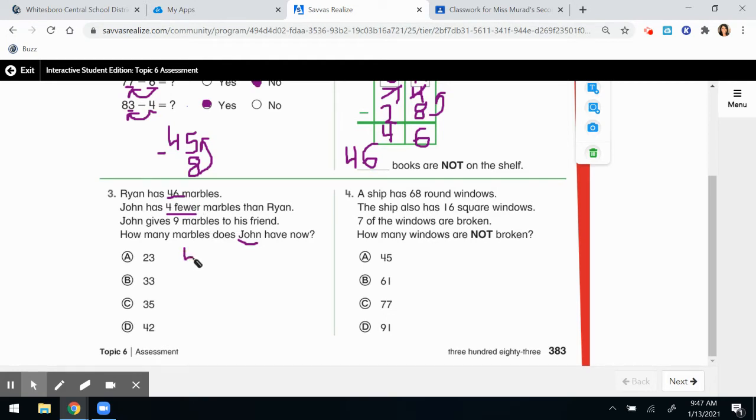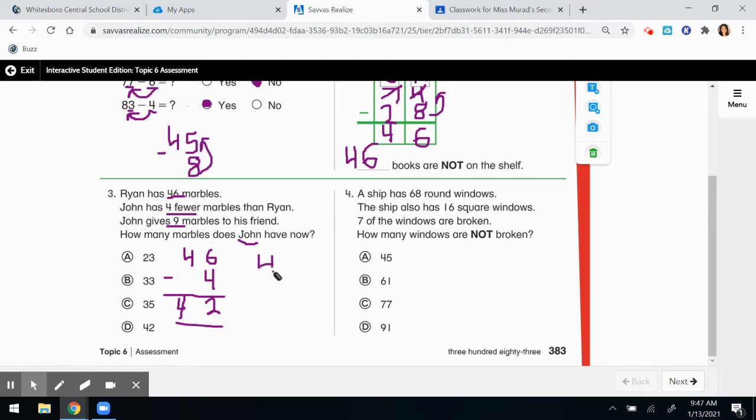I don't know how many John has, but I know it's 4 less than 46. So my first step is to do 46 minus 4. That's step 1. And it's my favorite kind of problem, regular old subtraction. 6 minus 4 is 2. And 4 minus nothing is 4. So that means John had 42 marbles. Now the second part. John gives 9 marbles to his friend. So now how many marbles does John have? I know he started with 42. So now I need to take 9 away because he gave 9 to his friend.